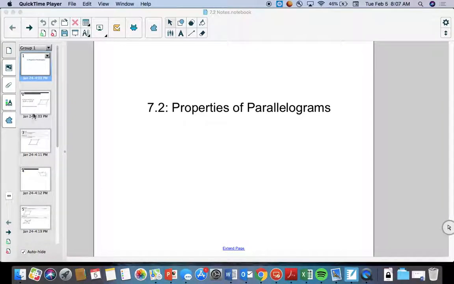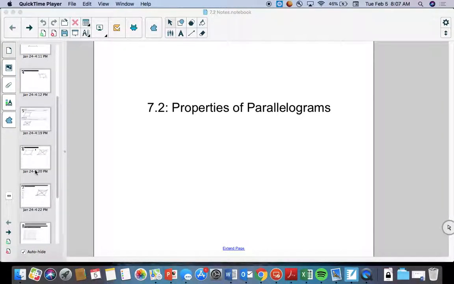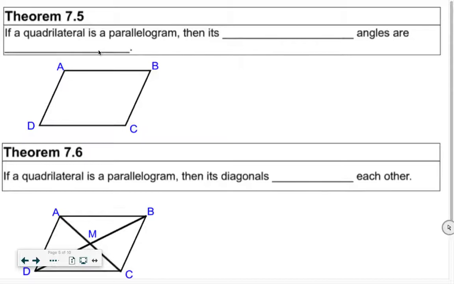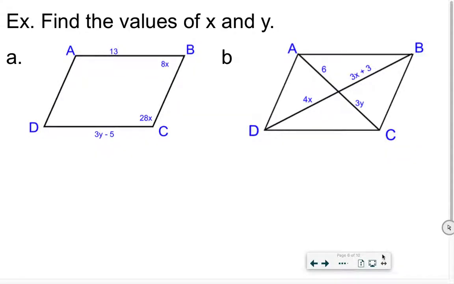The 5 properties of parallelograms that we went over were that the opposite sides were parallel to each other, the opposite sides were congruent to each other, the opposite angles were congruent to each other, the consecutive angles, like angles B and C, were supplementary to each other, and the diagonals bisected each other. So the diagonals themselves aren't congruent, but they are cutting each other in half. That's where we left off yesterday. So let's just look at a few examples with that.